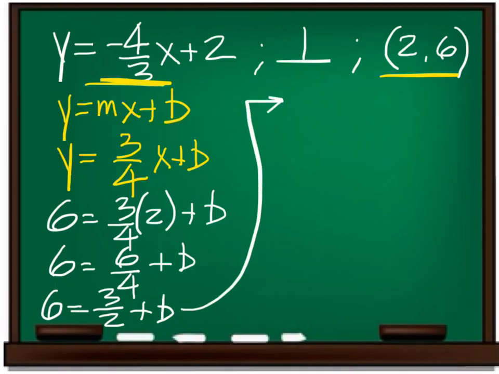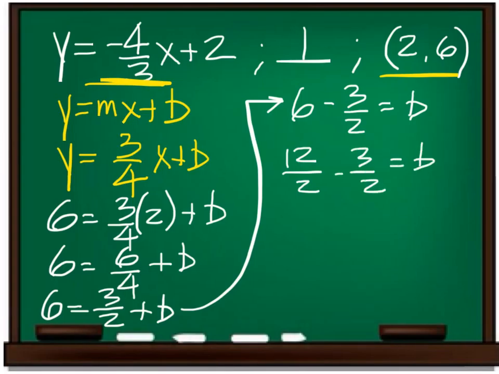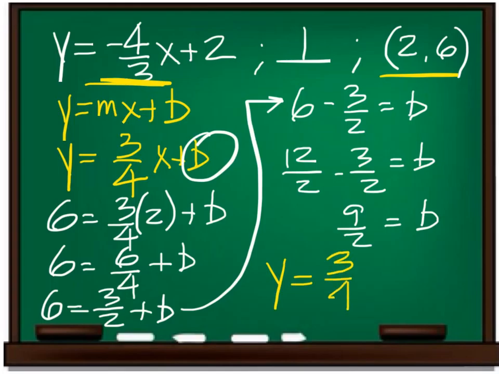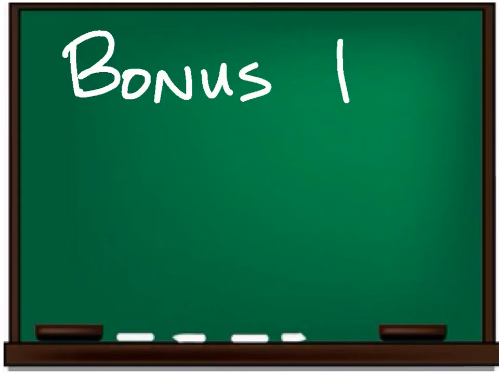Now we have to solve for b by moving the 3/2 to the left, changing the sign. A common denominator of 2 would give me 12 over 2 minus 3 over 2, which is going to be 9 over 2. Plug that back into this spot to get y equals 3 over 4x plus 9 over 2.